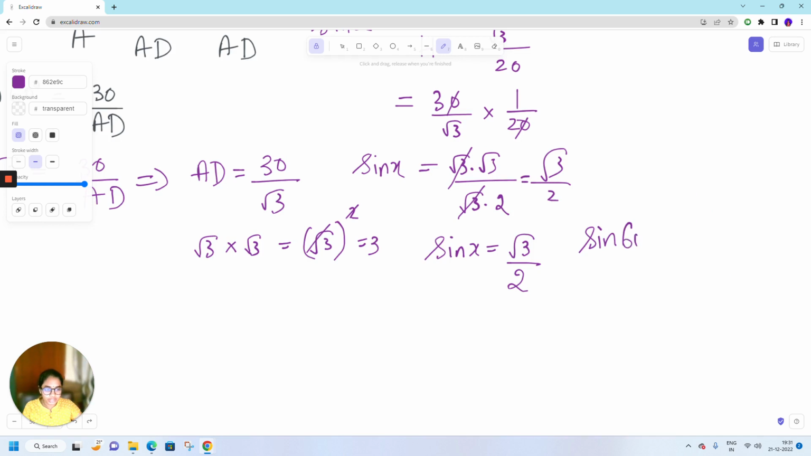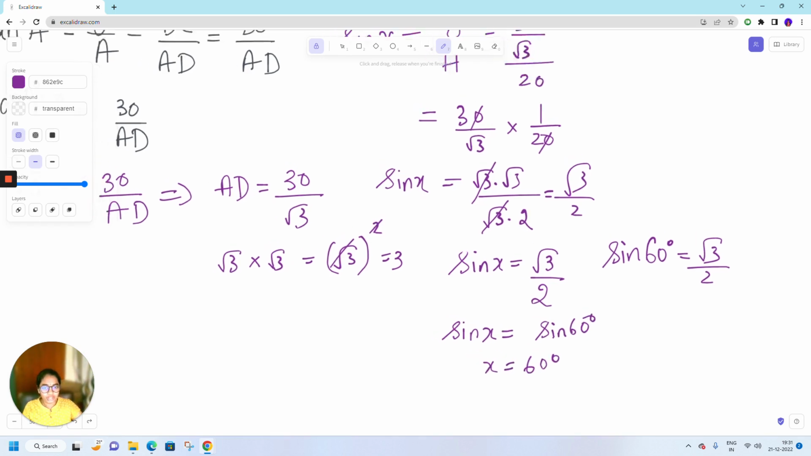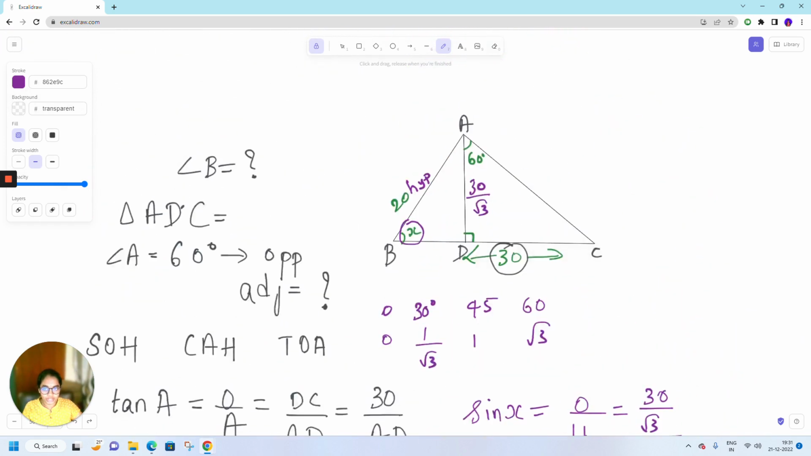Sine 60 degree, right? Sine 60 degree is root 3 by 2. So I can write sine x is equal to sine 60 degree. So the value of x is 60 degree.